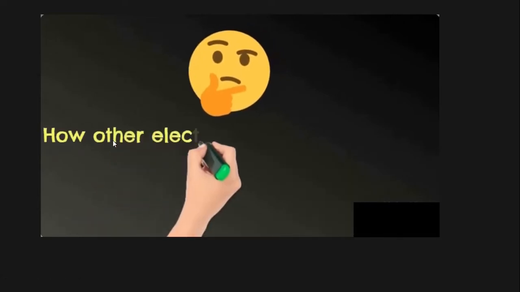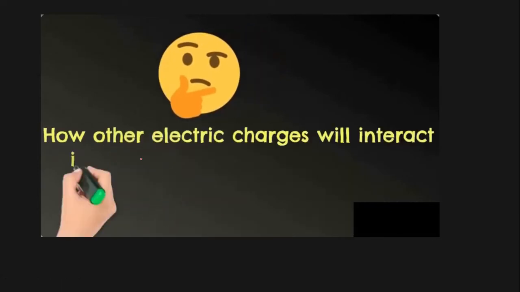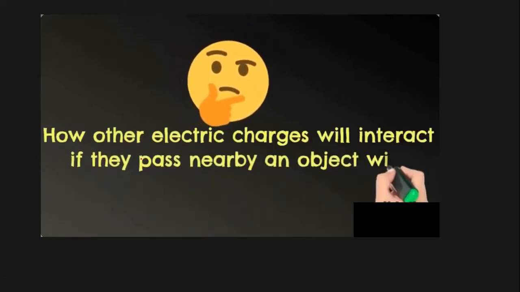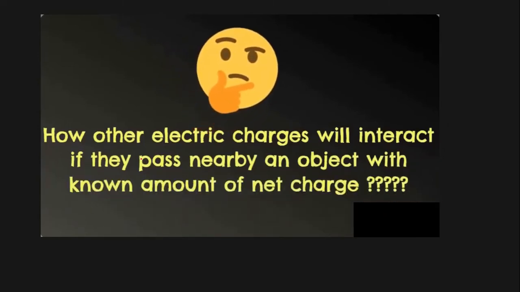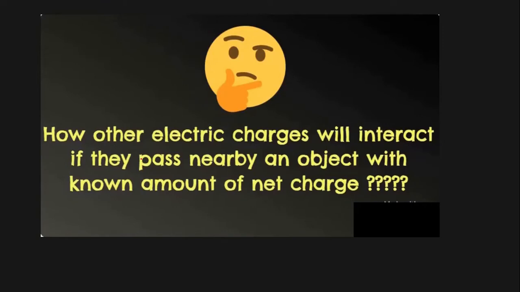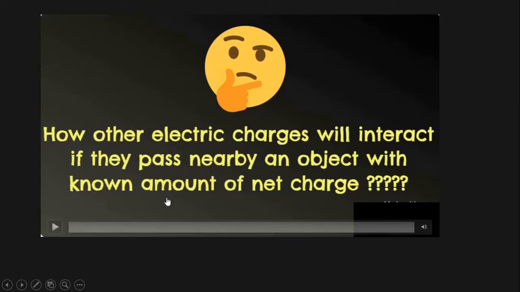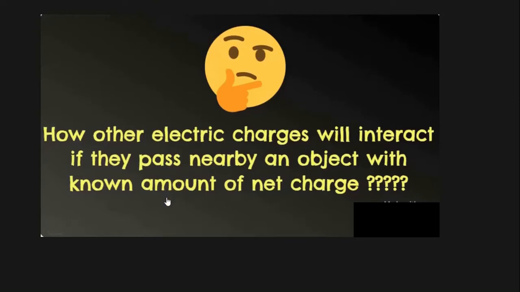Have you ever wondered how other electric charges will interact if they pass nearby an object with a known amount of net charge? That means if a huge amount of charge is present on a body in space, what will be its effect on other smaller bodies placed near it? In order to understand this statement clearly, you must know the concept of the electric field.